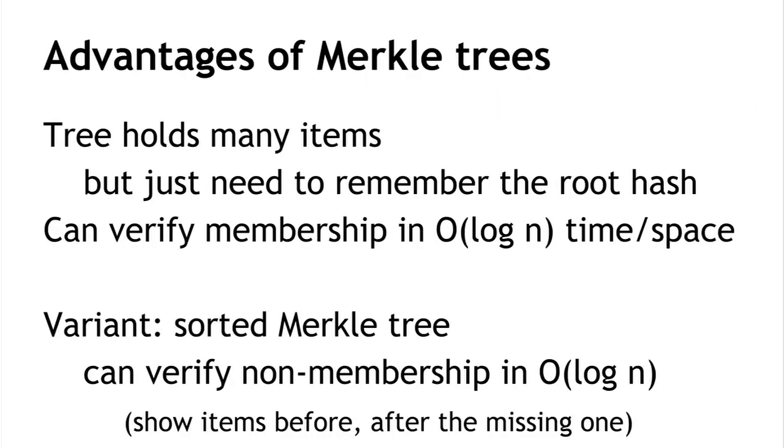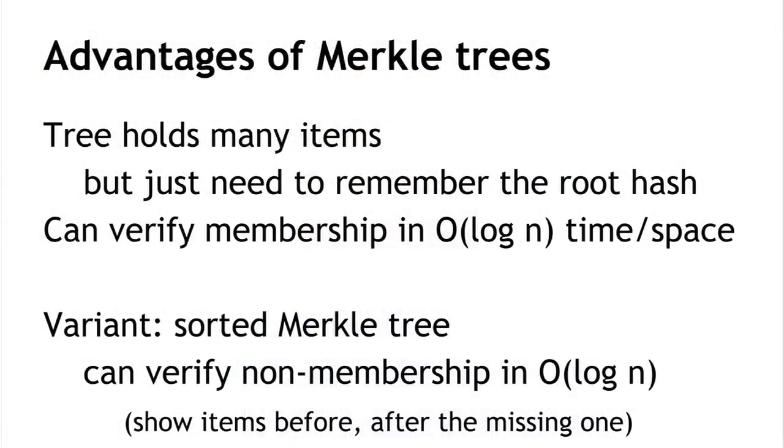One advantage, of course, is the tree holds many items, but we just need to remember the one root hash, which is only 256 bits. We can verify membership in a Merkle tree in logarithmic time and logarithmic space. That's nice. And there's a variant, which is a sorted Merkle tree. That's just a Merkle tree where we take the blocks at the bottom and we sort them into some order, say alphabetical, lexicographic order, or numerical order, or some order that we agree on.